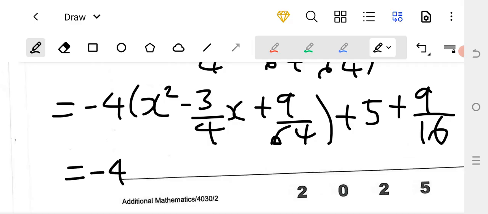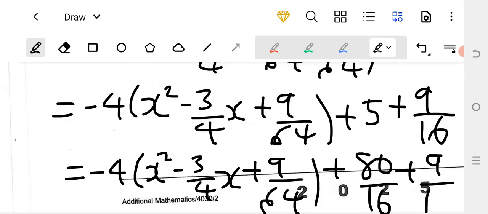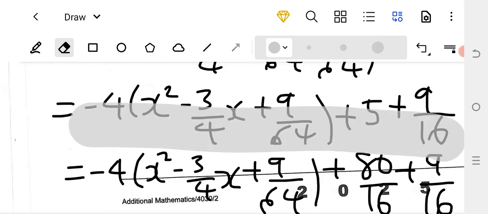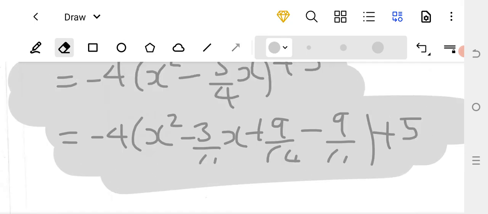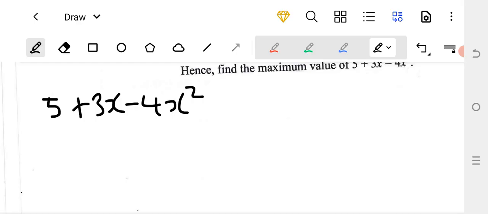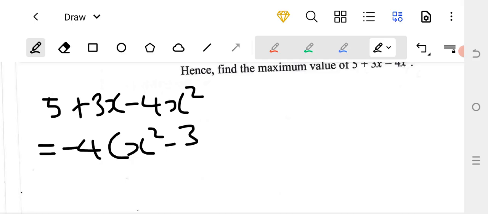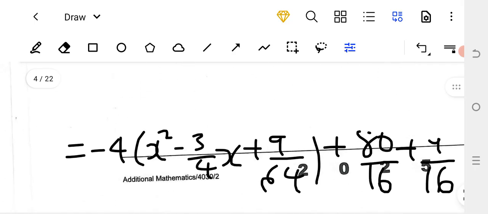Then I'm going to say it is equal to negative 4 multiplied by x squared minus 3 over 4x plus 9 over 64, plus 5, which is the same as 80 over 16 plus 9 over 16. So I'm going to say it is equal to negative 4 multiplied by x squared minus 3 over 4x plus 9 over 64, okay, then plus 89 over 16 after simplifying what we are left with here.